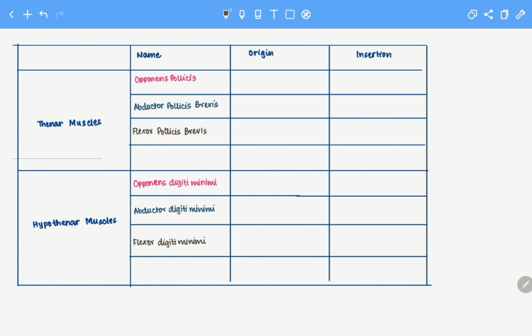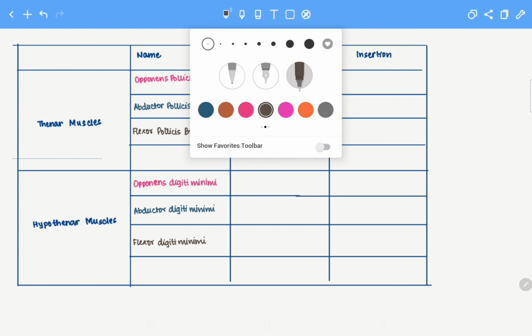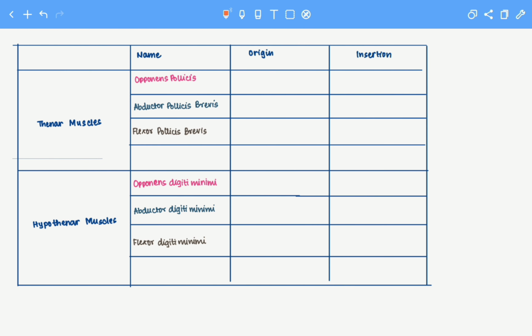Now the last 2 muscles would be the muscles that do not correlate with one another, which means these are different muscles. So for thenar muscles, we have the adductor pollicis. Whereas for the hypothenar muscles, we'll have the palmaris brevis muscle.